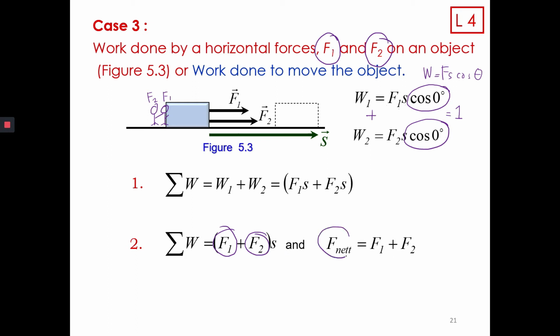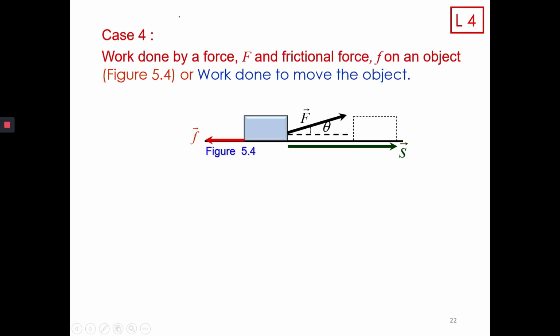So F net equals your force 1 plus your force 2. You just have to add these two forces, which will give you your F net. The total work equals work net, which comes from F net times S.